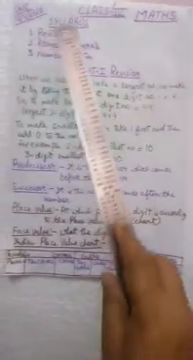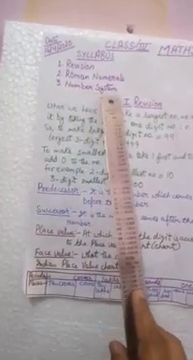Now first I will tell you the syllabus. First unit is revision. Second is Roman numerals. Third is number system. Now first I will teach you unit 1 revision.